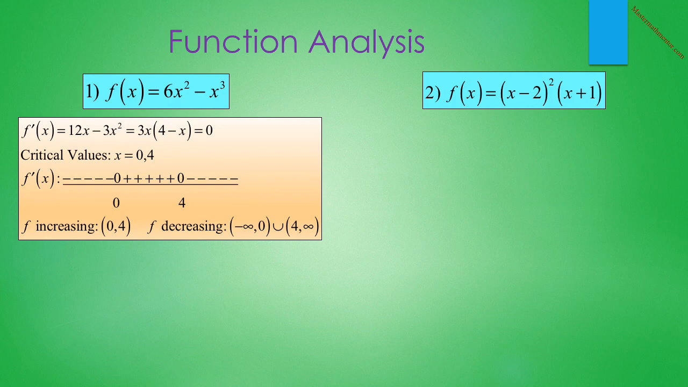Interpreting the sign chart, we conclude that f is increasing on the interval 0 to 4 and decreasing on the interval -infinity to 0 and 4 to infinity. We use a union sign to show that it is both intervals.